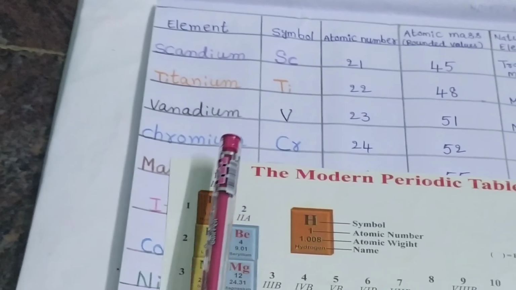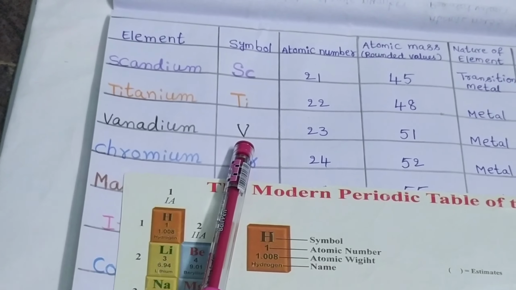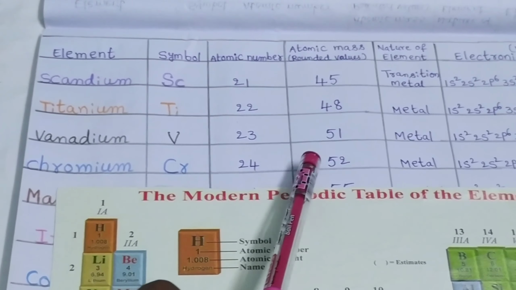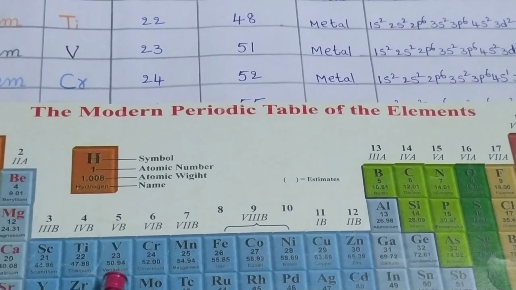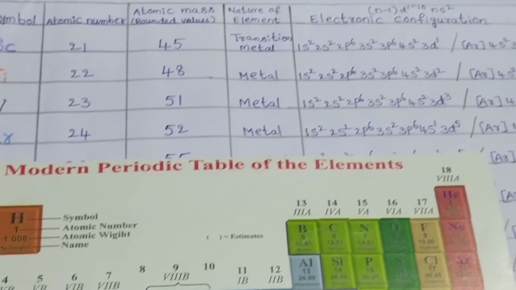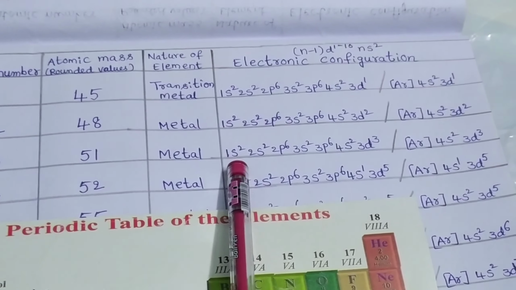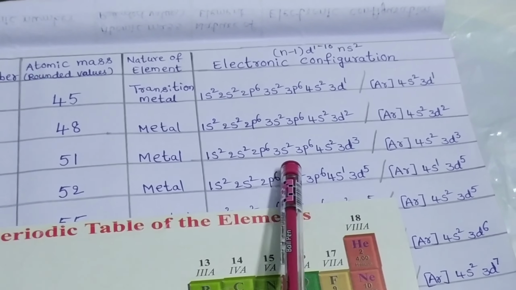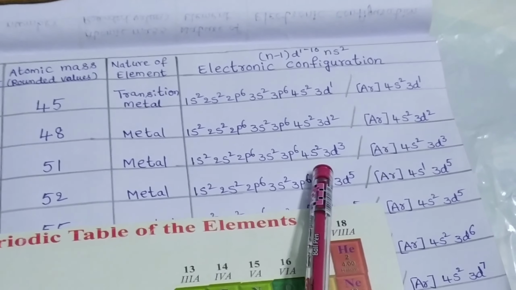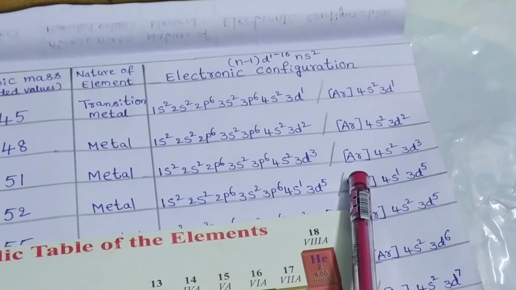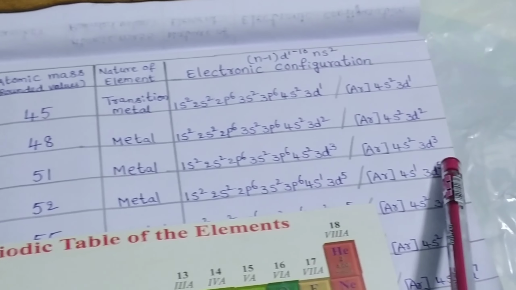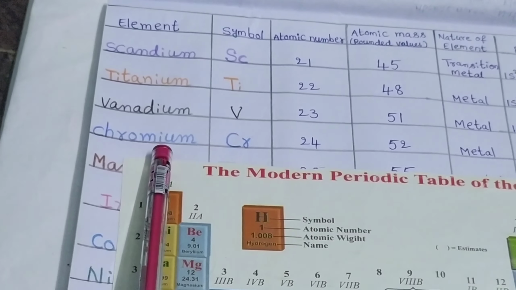Next, vanadium. The symbol V. Atomic number 23, atomic mass 51. It is an example for metal. Vanadium is the third element in the d block. So the electronic configuration can be written as 1s2, 2s2, 2p6, 3s2, 3p6, 4s2, 3d3 or in condensed electronic configuration as argon 4s2, 3d3.